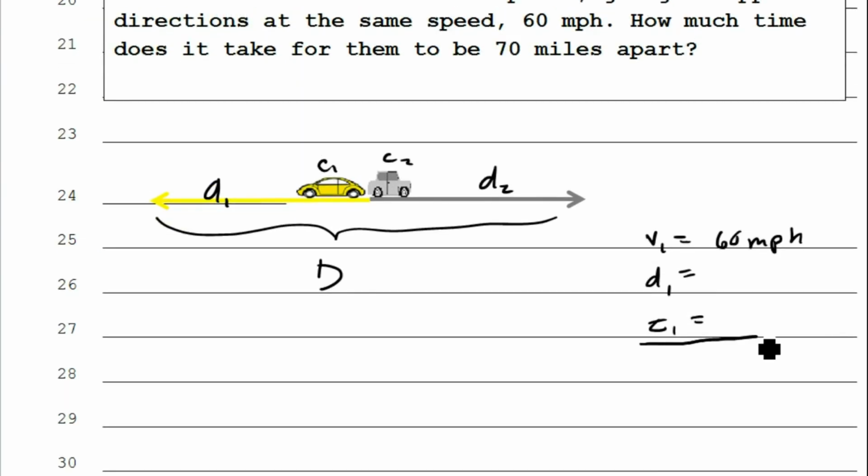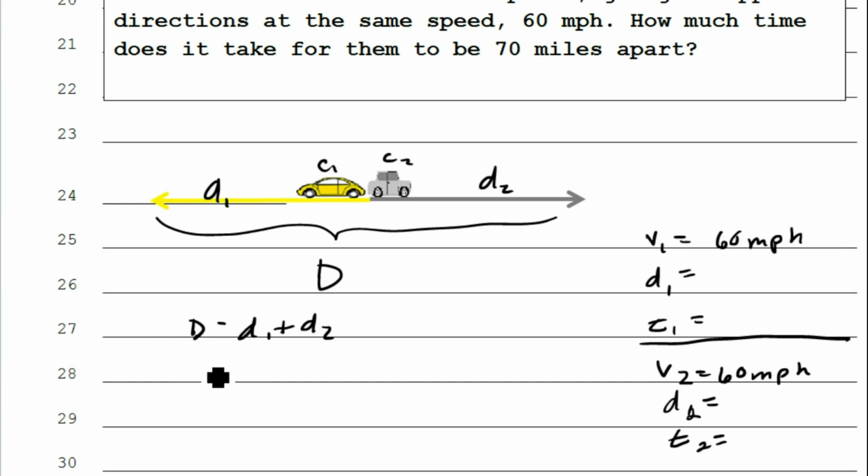What do we know about the second car? V2 equals 60 miles per hour. Don't know D2 or T2. But we know D. D equals D1 plus D2. And D is 70. V1 T1, V2 T2.